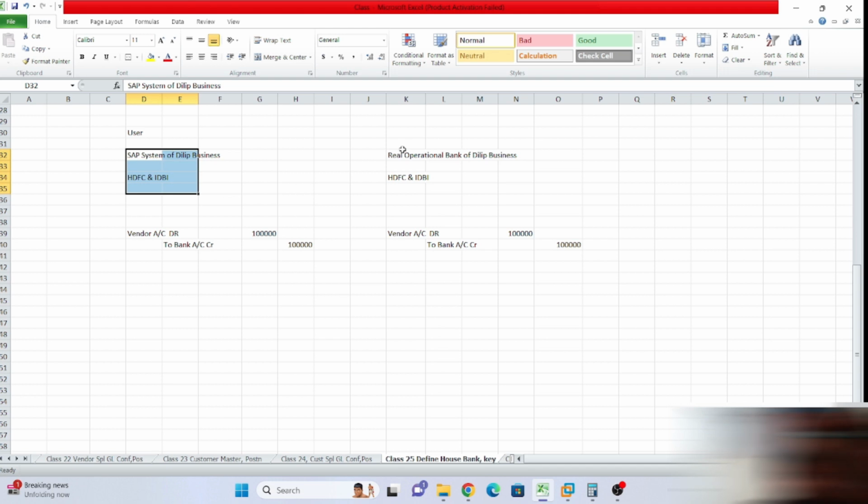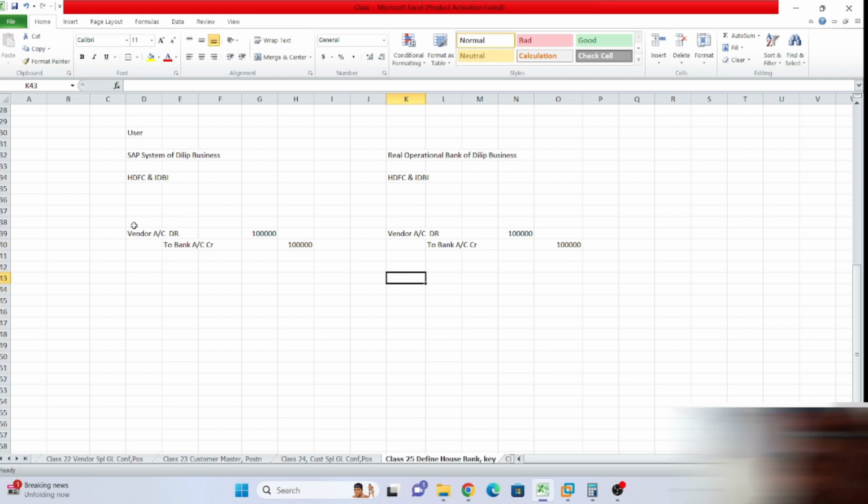So that is a payment instruction note, we can say. We will send details to the real operational bank: please make payment to this particular vendor. So that payment instruction note will have complete details about the vendor, how much money has to be paid, in which currency, when it has to be paid, which vendor. All details that payment instruction note will have.